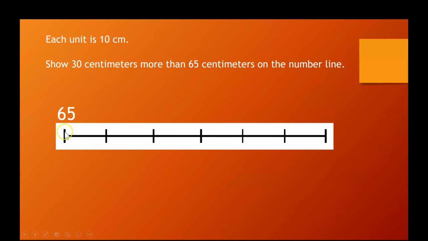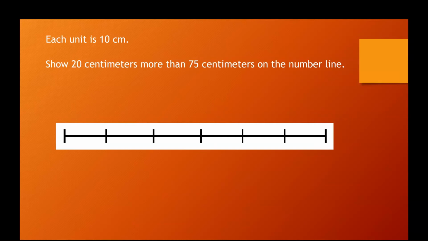So let's count up 3 more by tens to find out what 30 centimeters more than 65 is. So starting at 65, 65, 75, 85, 95. So 30 centimeters more is 95. Or we could also write 65 plus 30, which would equal 95.